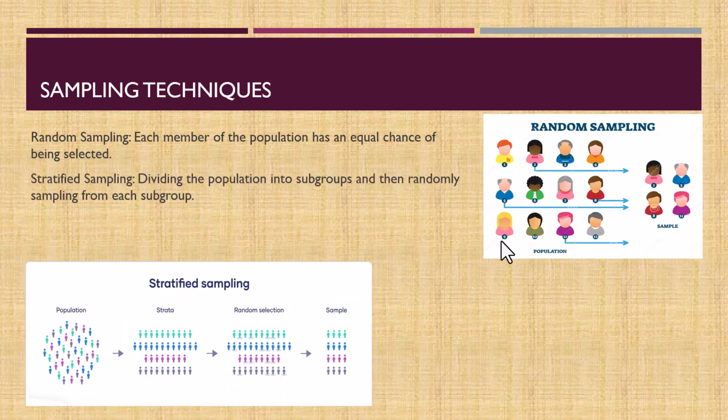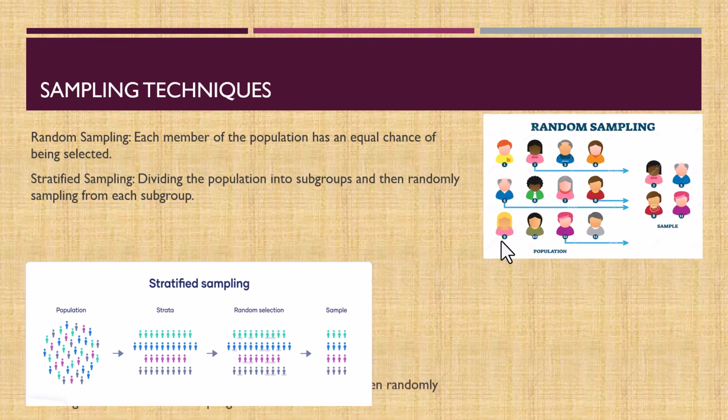We have stratified sampling, and this kind of sampling divides the population into subgroups and then randomly samples from each subgroup. For example, if I have a population that has middle income earners, low income earners, and high income earners, those can be my strata, the low, middle, and high. So from those strata, I can randomly select my sample.